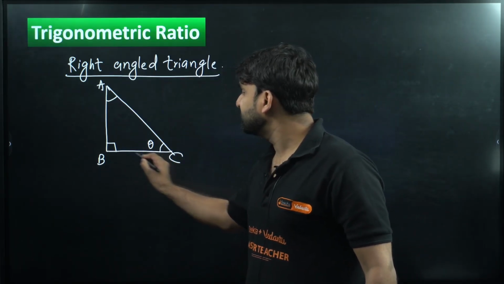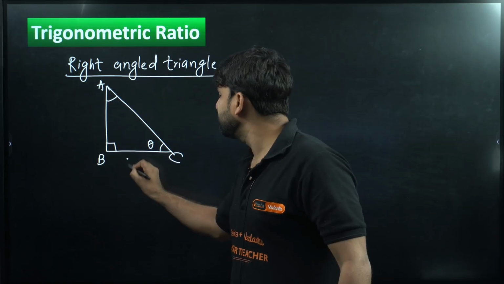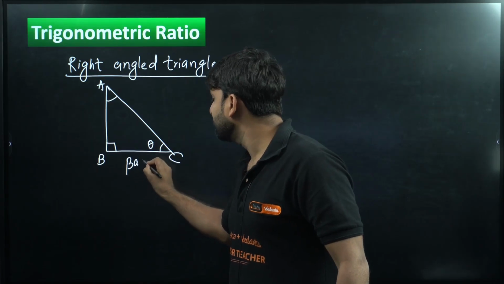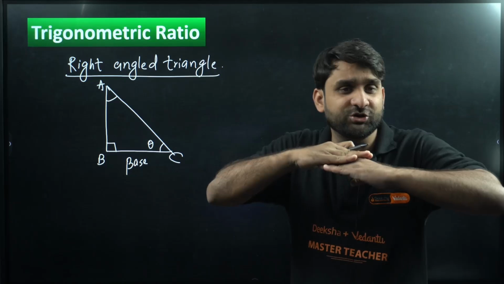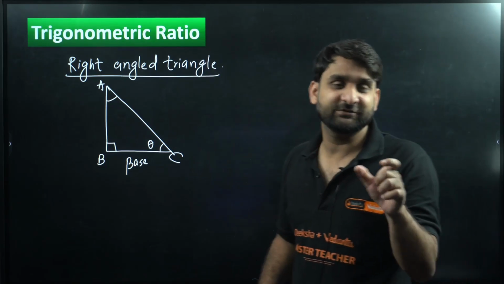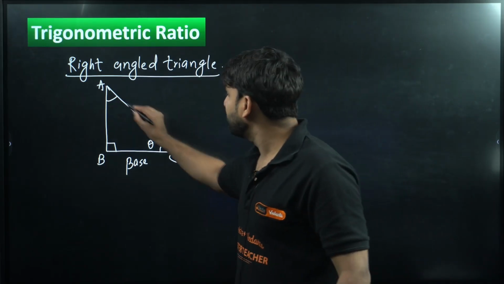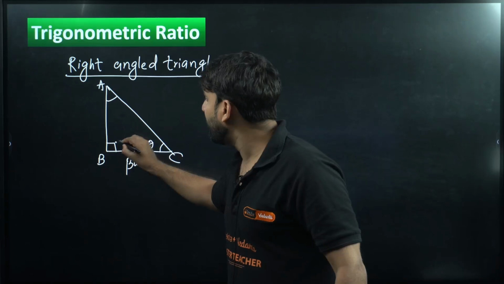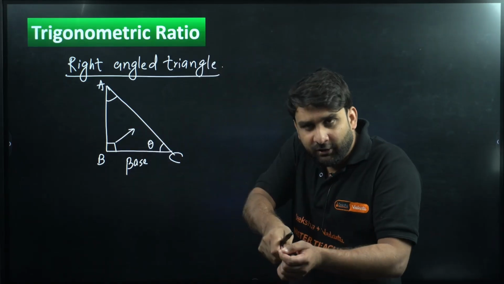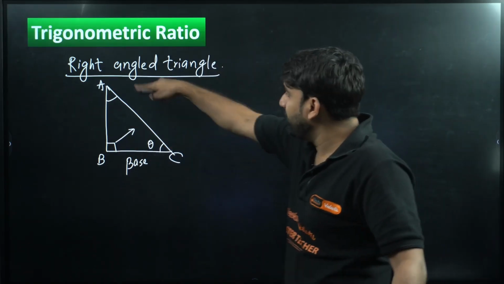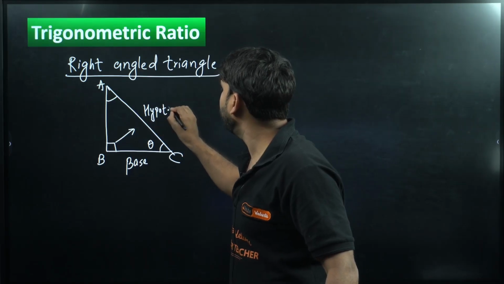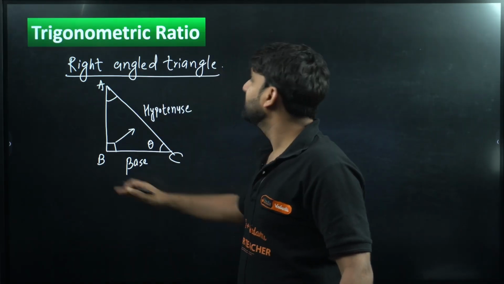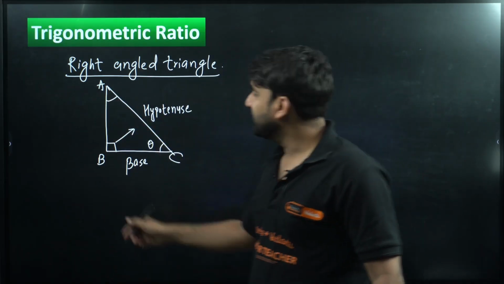So my dear champions, this theta is lying on this side, BC. So this BC will be called the base. The line on which the angle is lying, the line on which the angle is present, that is called the base for that angle. And if you draw an arrow in front of 90 degree, that arrow indicates the hypotenuse. So this is the hypotenuse, and the side which is left is called the perpendicular.